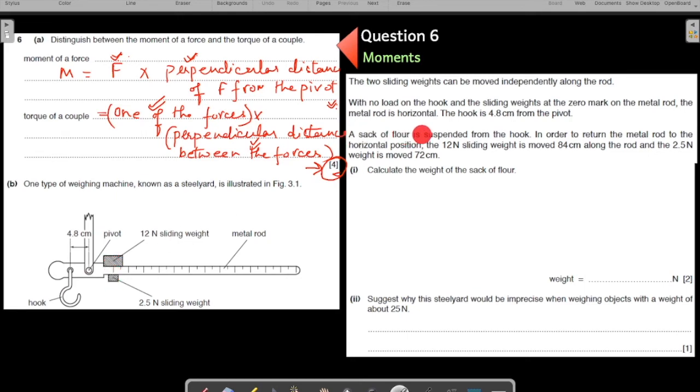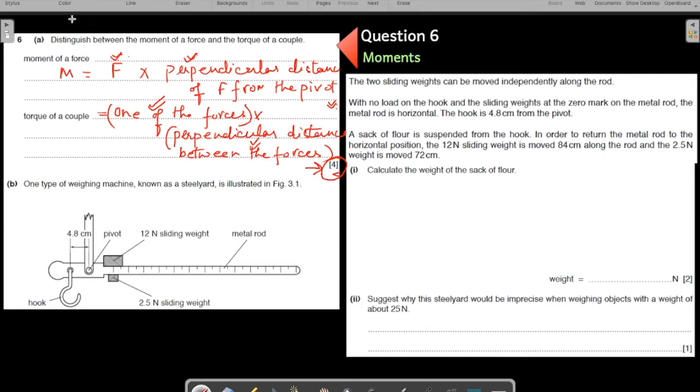A sack of flour is suspended from the hook. So now you have some weight hanging here. In order to return the metal rod to the horizontal position, the 12 newton sliding weight is moved to 84 centimeters along the rod, and the 2.5 newton weight is moved to 72 centimeters. Calculate the weight of the sack of flour. Now this is an easy IGCSE level question. Again, what principle will you have to use? Clockwise moment is equal to anti-clockwise moment.